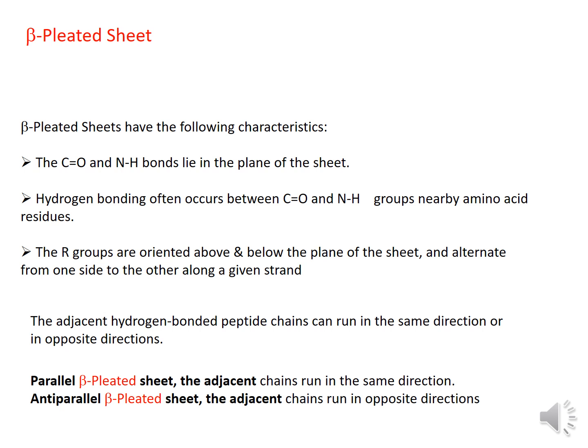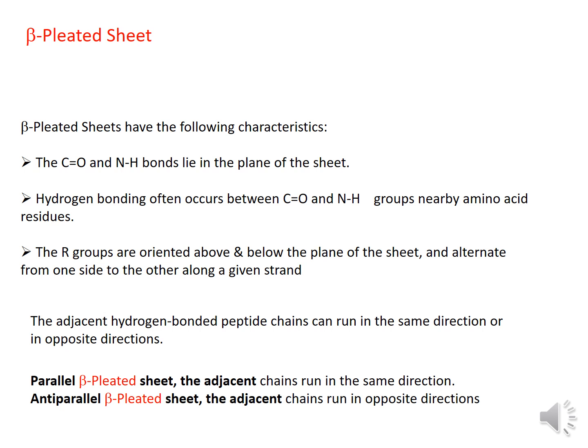As far as beta pleated sheets are concerned, the following characteristics are there, as I told in the earlier secondary structure. There are certain requirements, and these requirements are called characteristics. The carbonyl carbon and NH bonds lie in the plane of the sheet. The hydrogen bonding often occurs between CO and NH groups of nearby amino acid residues. The R groups are oriented above and below the plane of the sheet and alternate from one side to the other along a given strand.